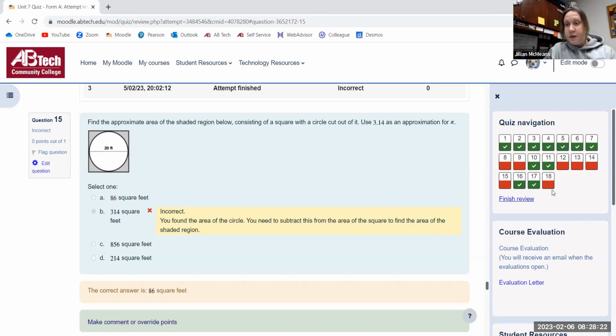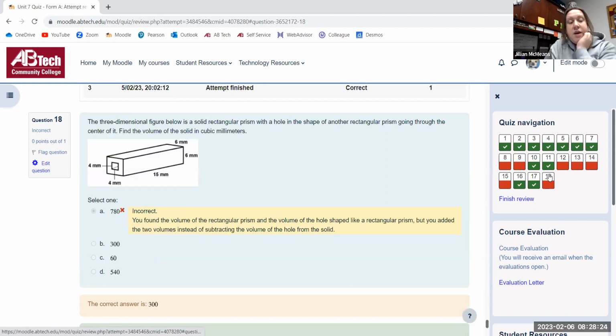Okay. Last up, it says the three-dimensional figure below is a solid rectangular prism with a hole in the shape of another rectangular prism going through the center. Find the volume of the solid in cubic millimeters. Okay, this one is going to be incredibly difficult for me to draw, so I'm probably just not going to. We'll walk through it and I'll show you how to solve it, but I'm not going to try to draw this because it would be a disaster.